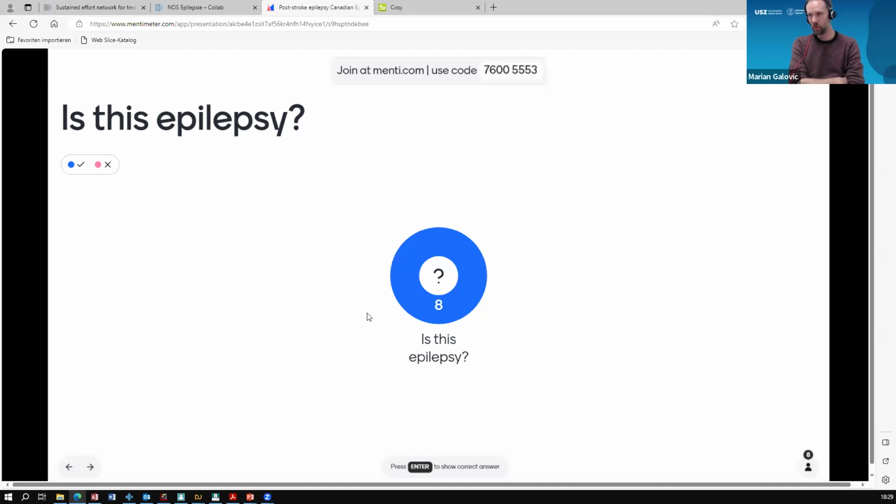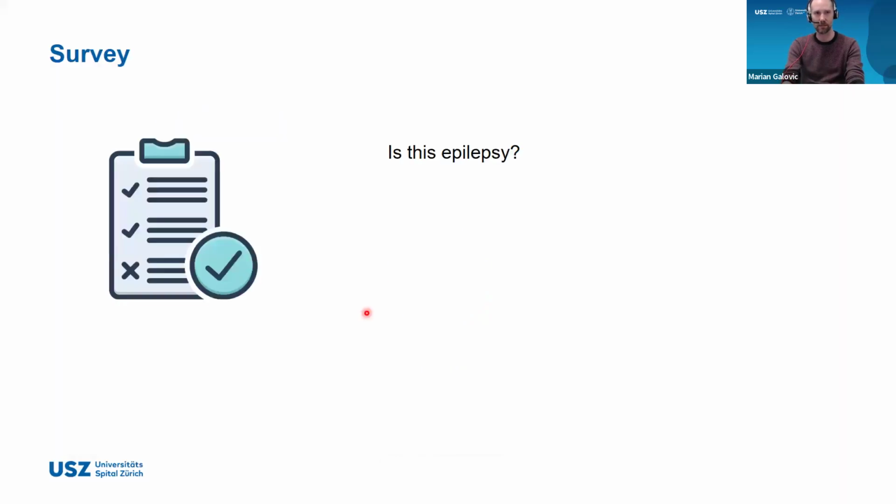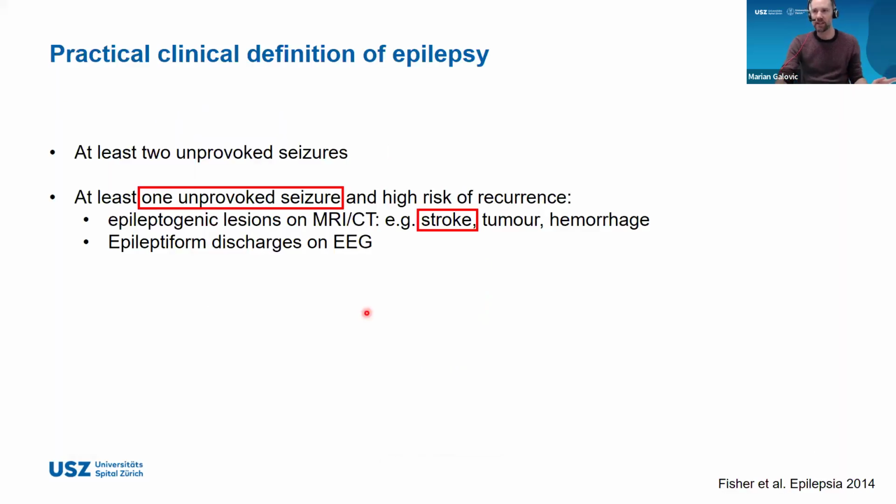All right, I don't think we need to wait much longer. This is quite obvious. So everybody thinks this is epilepsy. Super. So why is that? Because she had at least one unprovoked seizure and has a high risk of recurrence. And why do we know that she has a high risk of recurrence? She didn't have any epileptiform discharges on the EEG, but we know that probably the cause of her seizure was an epileptogenic lesion like a stroke. And in these cases, even after a single unprovoked seizure, we know that the recurrence risk is great, and we can make the diagnosis of epilepsy.